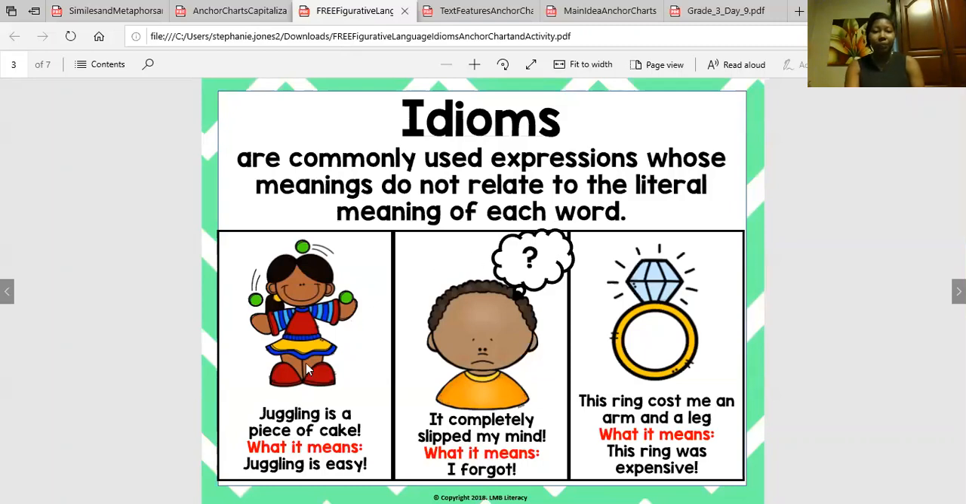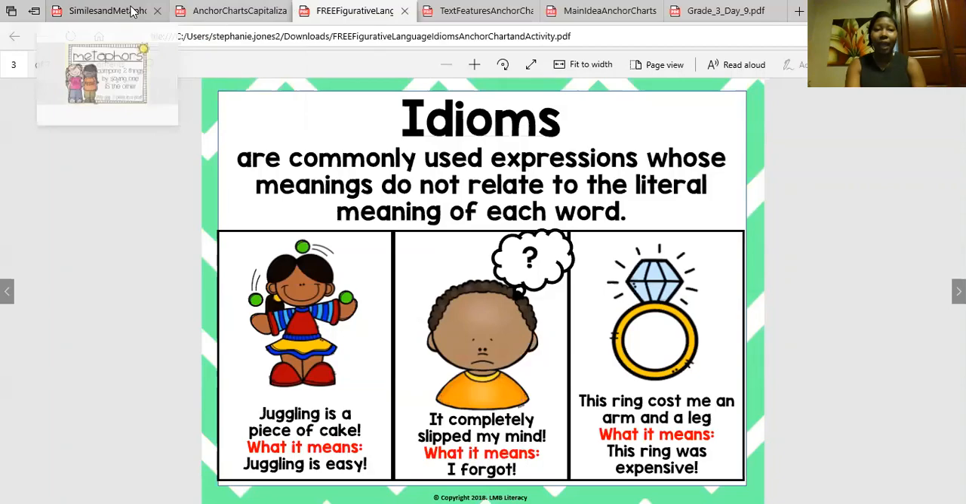For example, this little girl right here, it says juggling is a piece of cake. That doesn't mean that when you juggle, you have a slice of cake in your hand. It means juggling is easy. Take a look at the second example. It says, it completely slipped my mind. Does that mean that it was on his mind and it slipped off? No, that would be silly and literal. This is an idiom, and it uses an expression that is not literal. So what it completely slipped my mind means is I forgot.